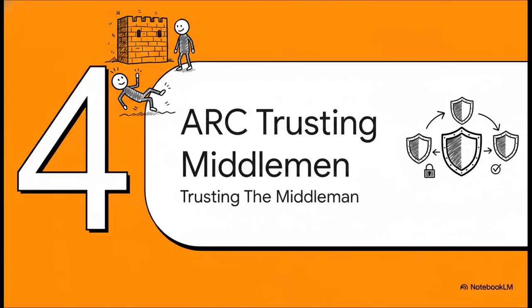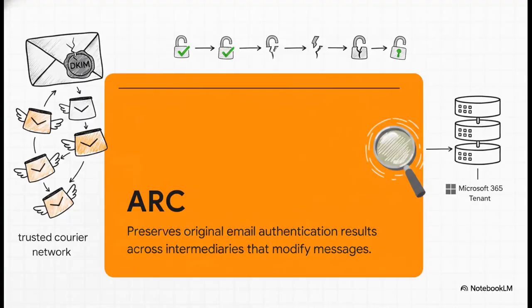Next up, Section 4, ARC, trusting the middleman. So, what happens when our carefully laid defenses are accidentally tripped up by a friend? Well, that is exactly where ARC, or Authenticated Receive Chain, comes in. Think of it as a trusted courier network. Sometimes legitimate email services, like a standard mailing list or an inbound security gateway, need to modify a message's header or body before delivering it to your Microsoft 365 tenant. But by modifying the message, they accidentally break our perfect DKIM wax seal. ARC steps in to preserve the original email authentication results across these legitimate intermediaries.